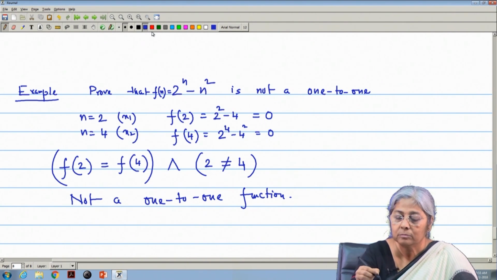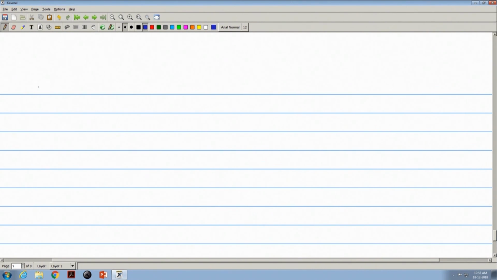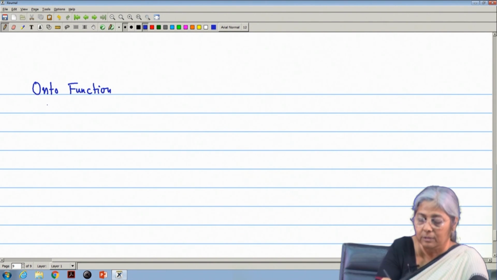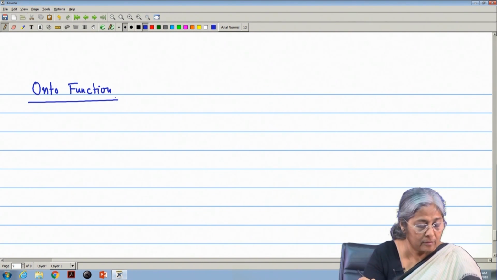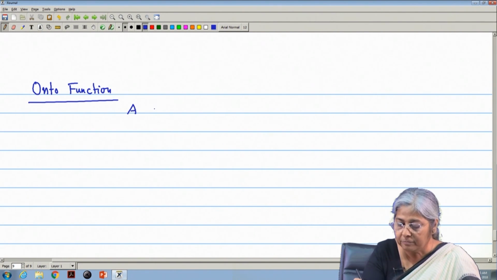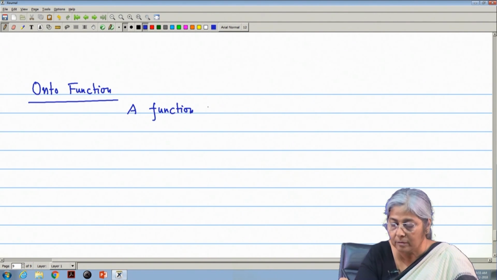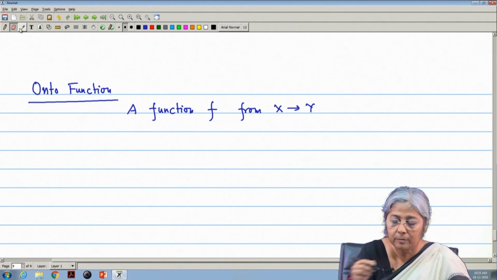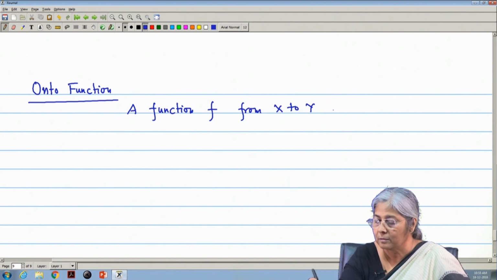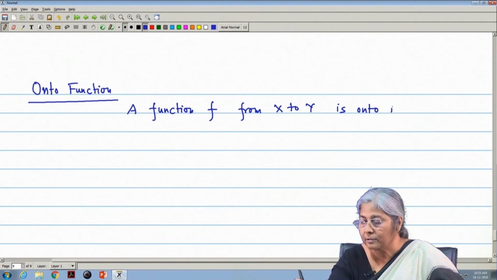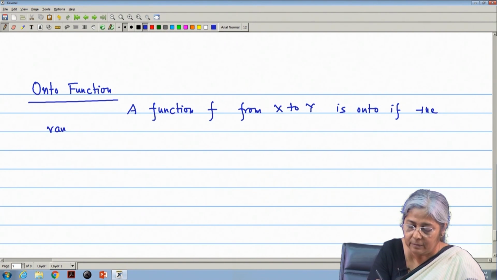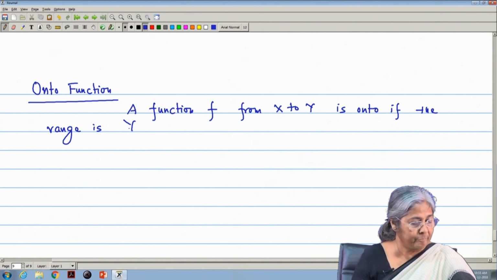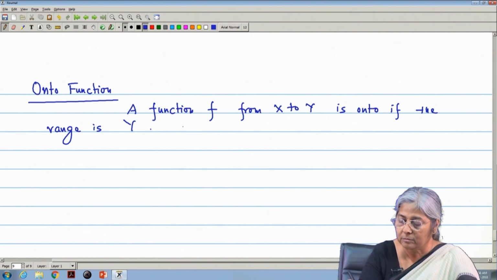Okay. Now we see our onto function. We define onto function simply that if function f from X to Y is onto if the range is Y, and the onto function is called the surjective. It is called the surjective.